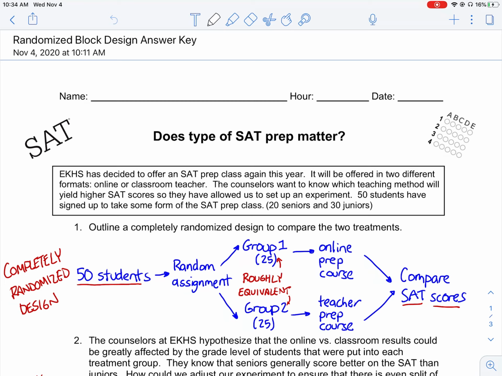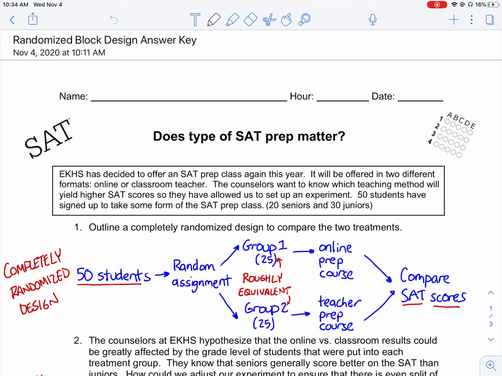We've already learned how to do a completely randomized design. We learned that one on the previous lesson. So today I'm going to give you another example of a completely randomized design. And then from there, we're going to move on to another designs of experimental study.